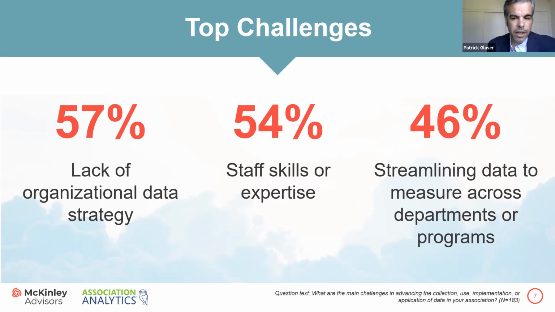The streamlining data to measure across departments, it's most common, of course, for associations to have functional departments where they each have a set of data points that live with them. You might have publications with publications data, membership with membership data, and so forth. And if you're a staffer, the typical challenge might be, I really need data points X, Y, and Z to do my job. And they live in three different departments.